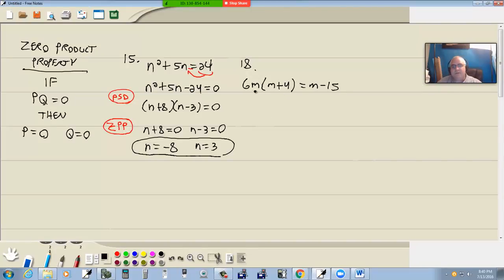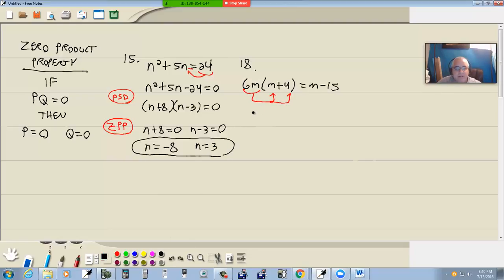Now it looks like this is already written as a product, but there isn't a 0 on this side, so it's misleading. What we have to do is actually get rid of the parentheses, get everything over to one side, 0 on the other side, and then refactor it. So first thing I'll do, take 6m, multiply it through.